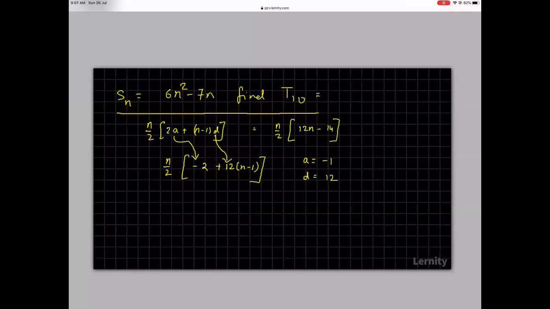So if I want to find out T10, it is minus 1 plus 9 into 12. So 12 into 9 is 108, 108 minus 1 is 107. So T10 is equal to 107.